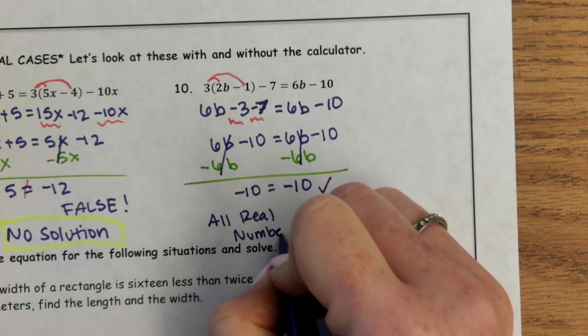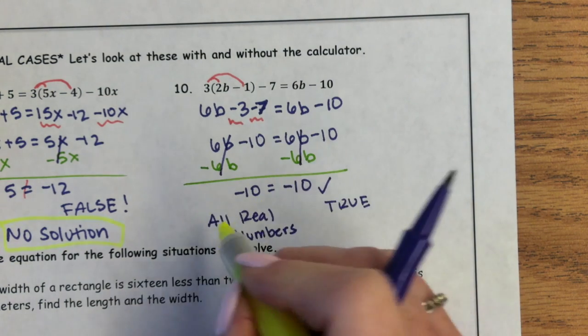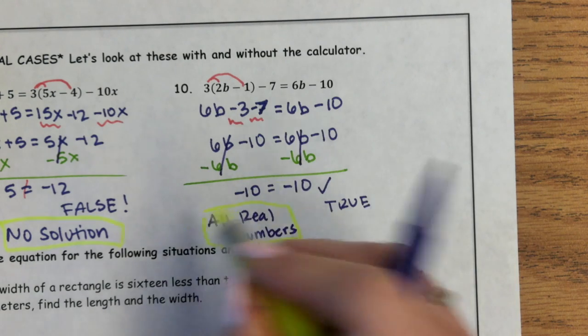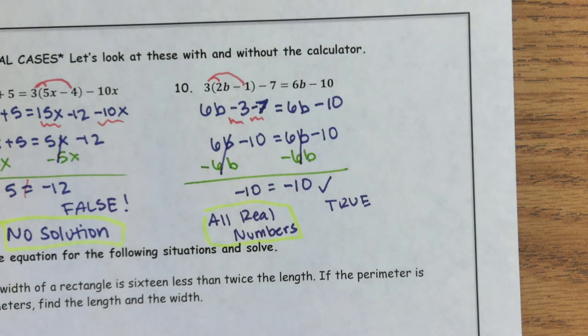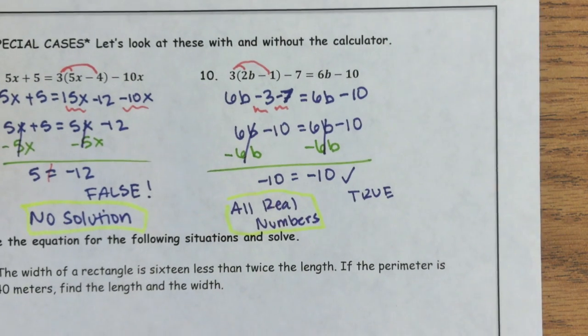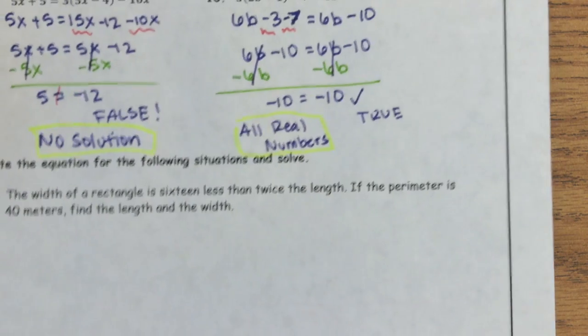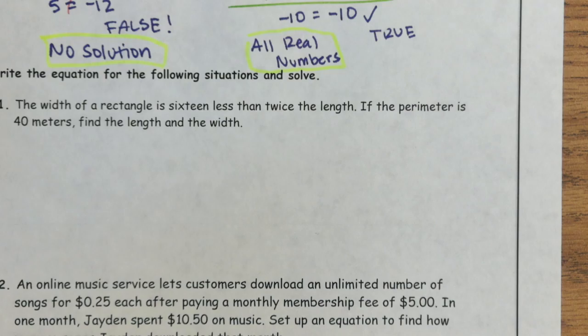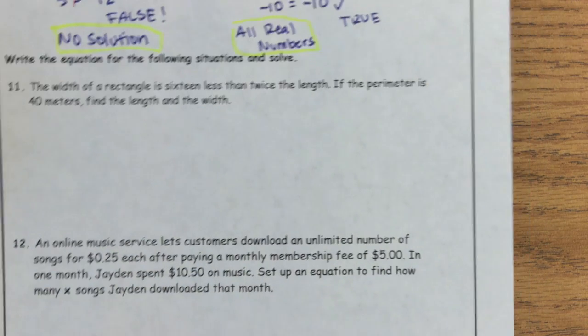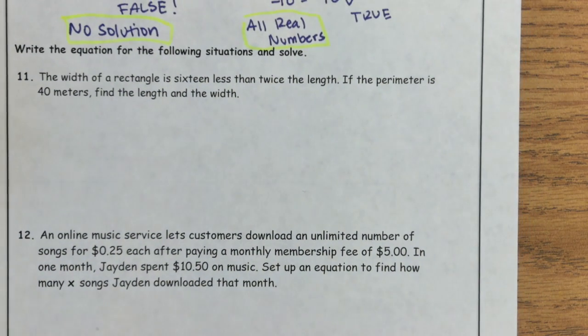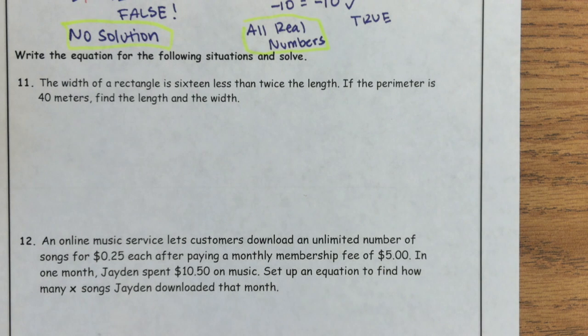And depending on your calculator, it will show you different things. So we'll explore that whenever we get back. Okay, so just wanted you to remember that there's sometimes some special cases that you need to look at. So now let's look at these word problems. Oh no, word problems. Okay, so we're going to look at this. Number 11 says the width of a rectangle is 16 less than twice the length. Let's just figure out the important stuff in that first sentence.